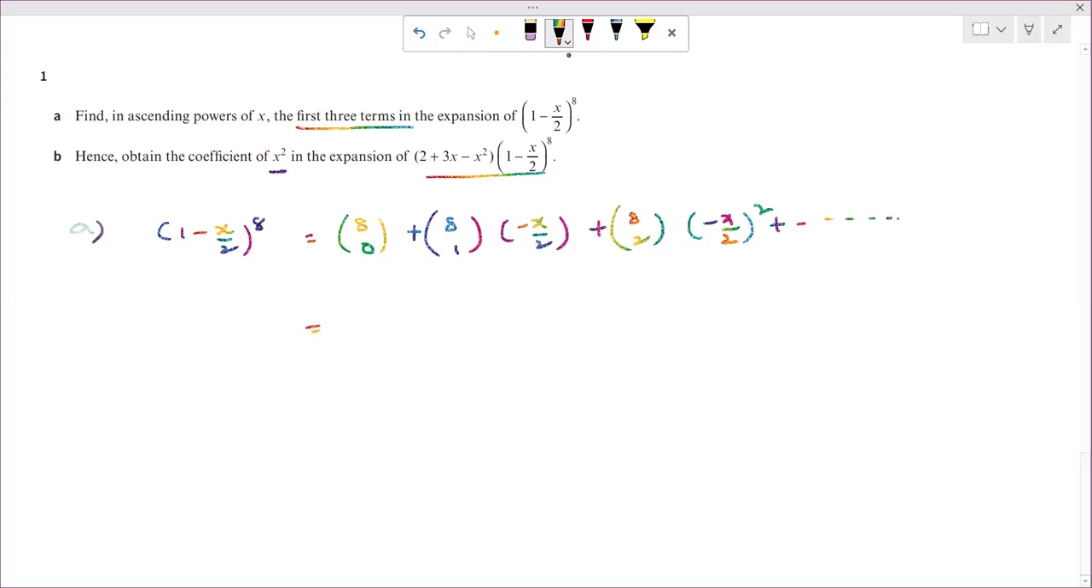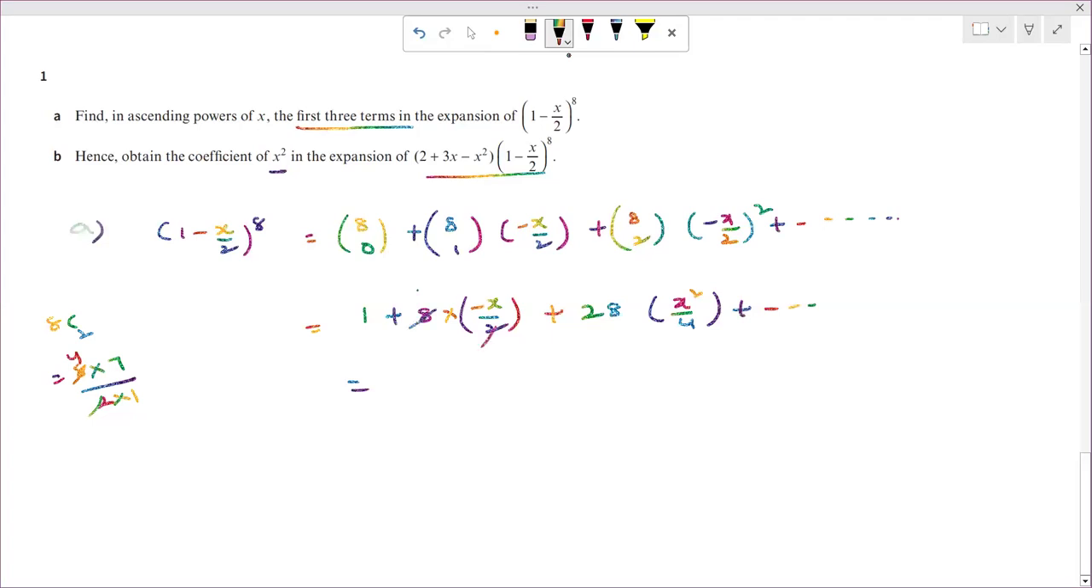Now 8C0 is 1, plus 8C1 is 8 into minus x by 2, plus 8C2. 8C2 you find out: 8 into 7 by 2 into 1, 2 times 4, 28. 28 into x square by 4, and so on. So 2 times 1, 2 times 4; 4 times 1, 4 times 7. So 1 minus 4x plus 7x square, the first three terms. Now here we need to obtain this value.